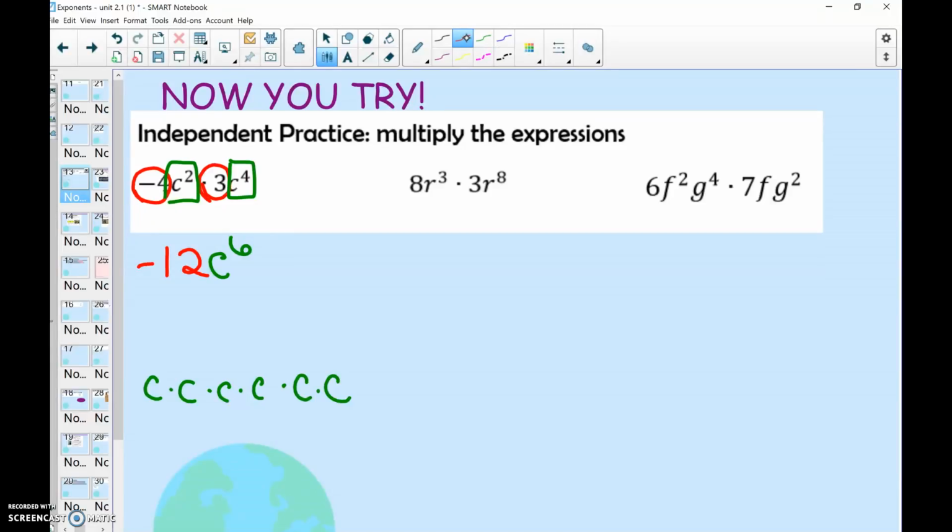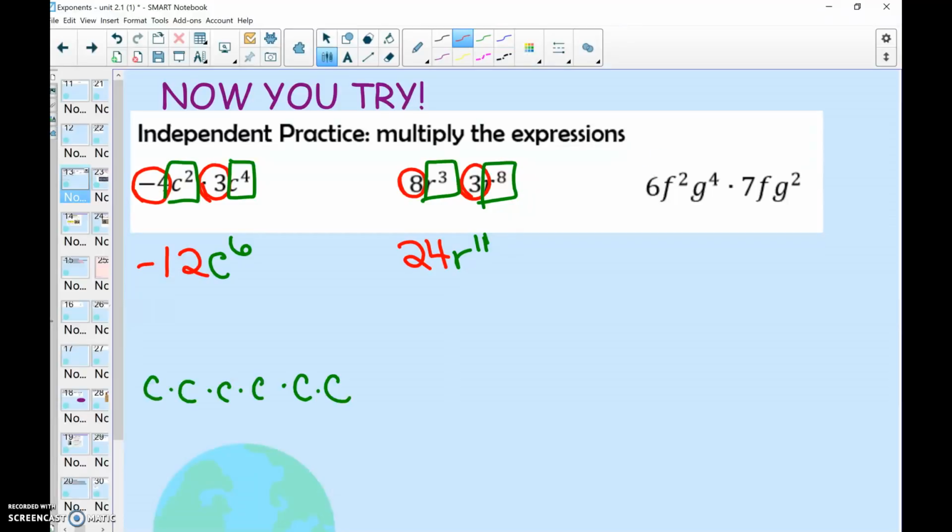Same thing with your second one. Start with your coefficients first. Those are the big numbers in front. 8 times 3 is 24, just like usual. And then you have r to the 3rd times r to the 8th. That means I have 11 r's altogether. So it's r to the 11th power.